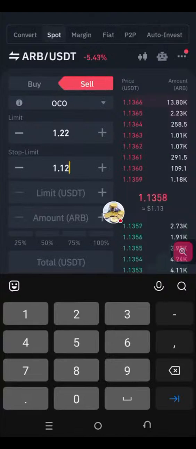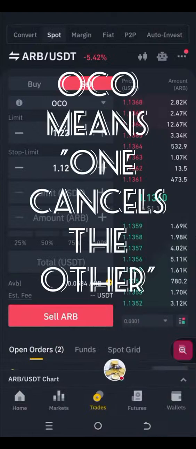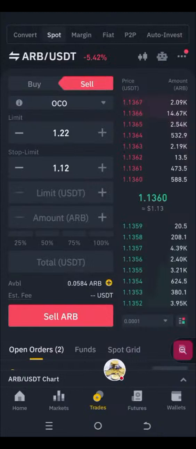So I'll be happy to lose a little portion of my money, because a lot of people are saying, why don't you just put stop loss? Why don't you just put the take profit? This is OCO. OCO means one cancels the other, right? One cancels the other. Try and understand that.